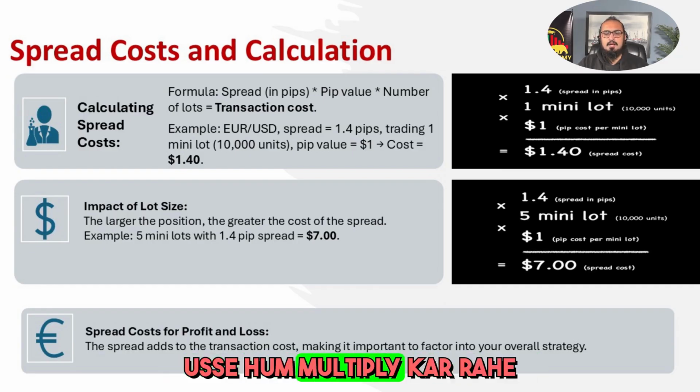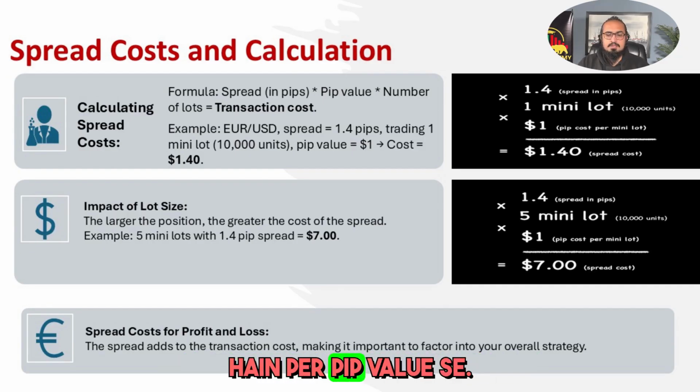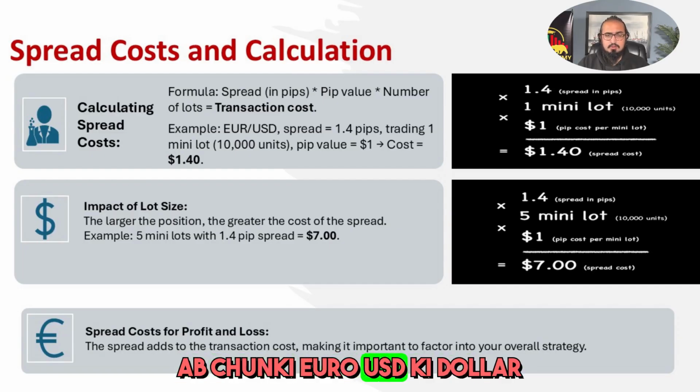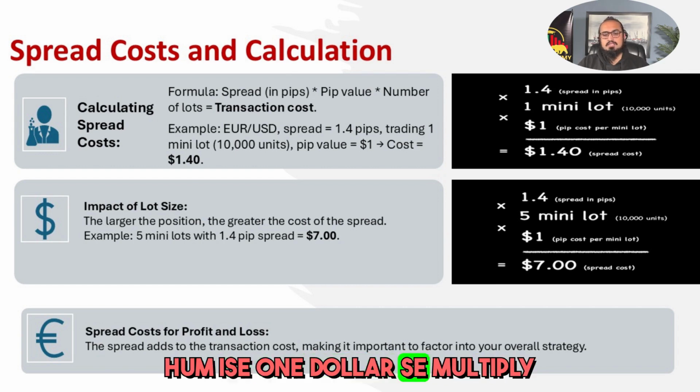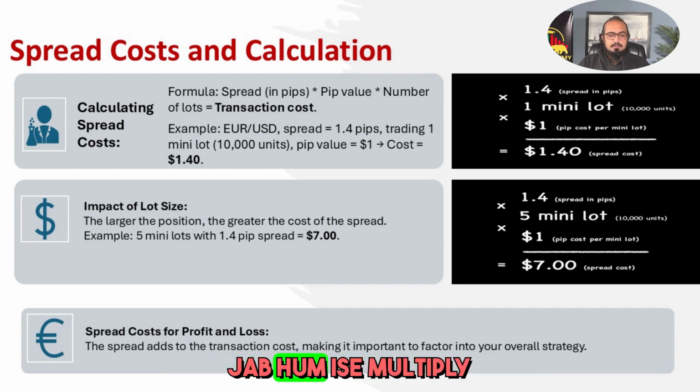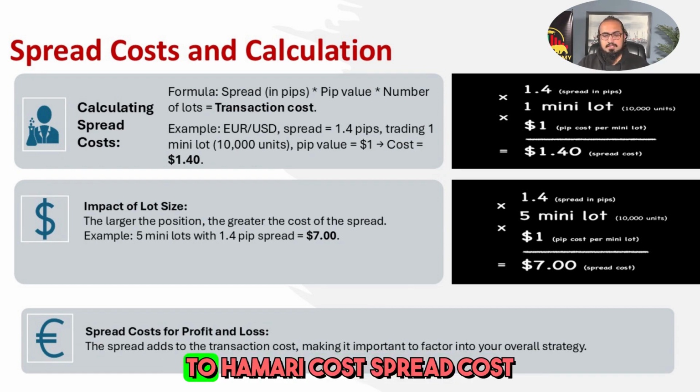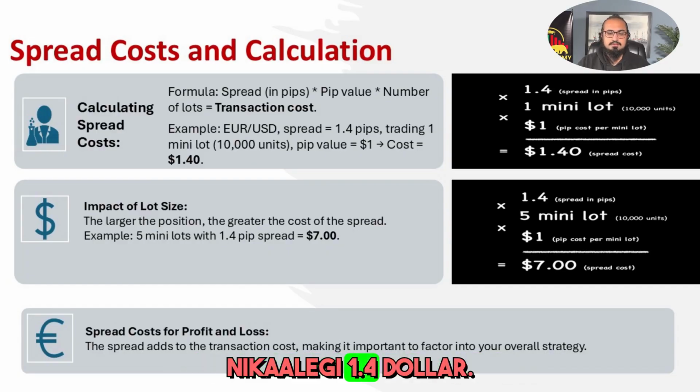We will multiply that by the per pip value. Now, since the dollar value of Euro USD is $1, we will multiply it by $1. So when we multiply it, our spread cost will come out to be $1.4.